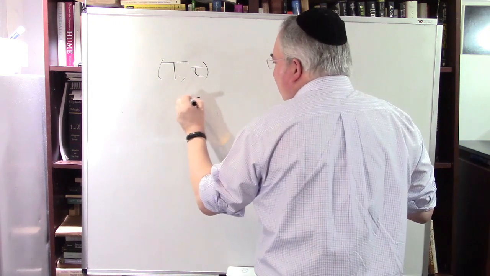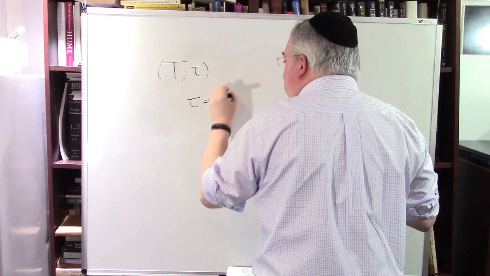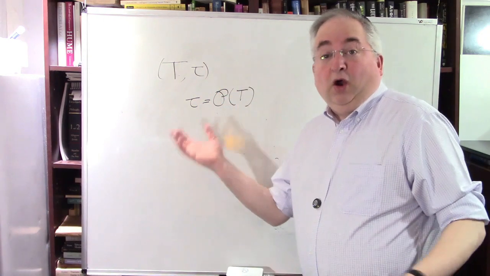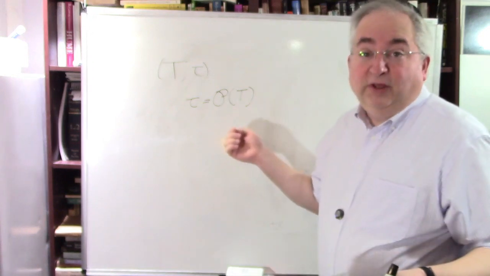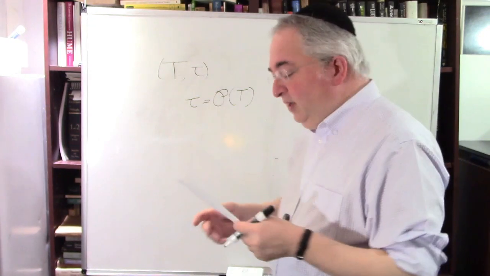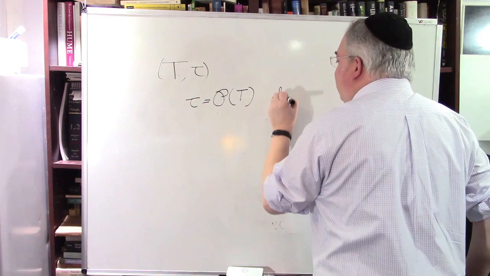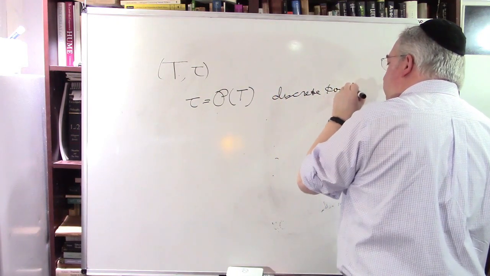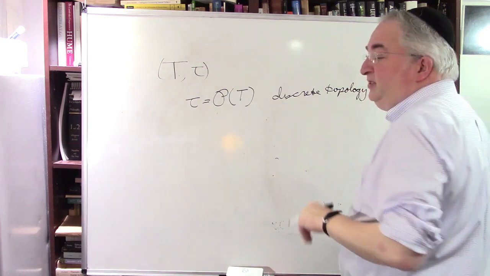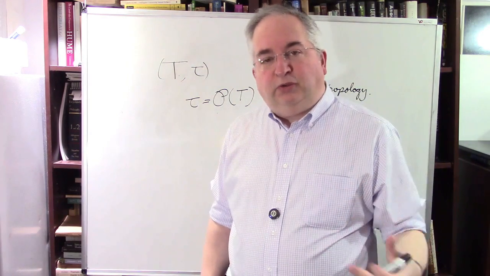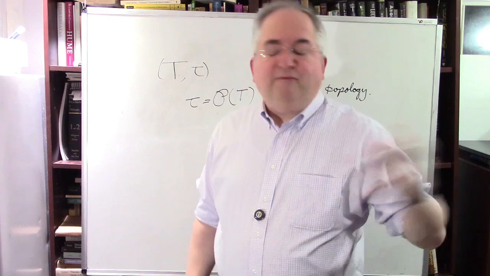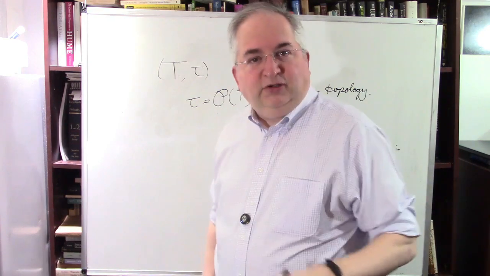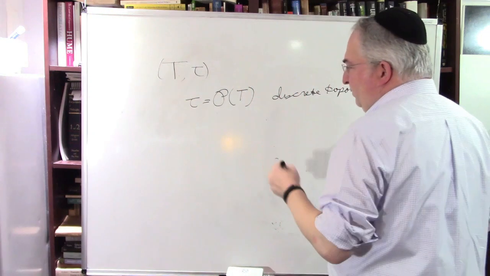One is tau equals the whole power set. In other words, just let it contain everything, every single possible subset. And this is called the discrete topology. In some sense, this is the maximum amount you're allowed. Every single thing is related to every single other thing. It's not that interesting.